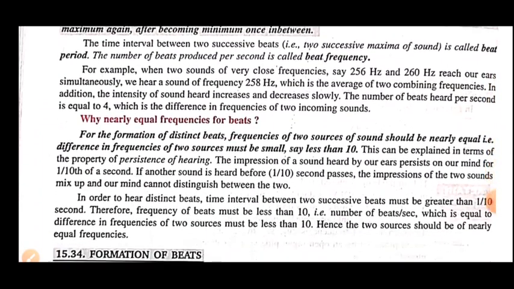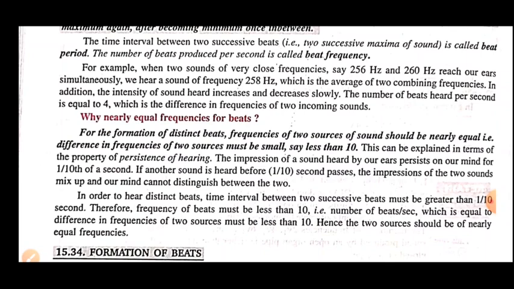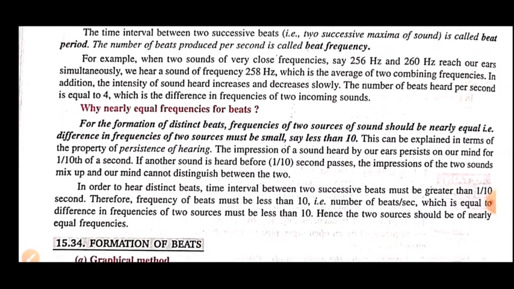Now, why are nearly equal frequencies needed for beats? Why do we need this condition here? For the formation of distinct beats, the frequencies of the two sources of sound should be nearly equal, that is, the difference in frequencies of the two sources must be small, say less than 10. Means the maximum the difference can be is 10. This can be explained in terms of the property of persistence of hearing.